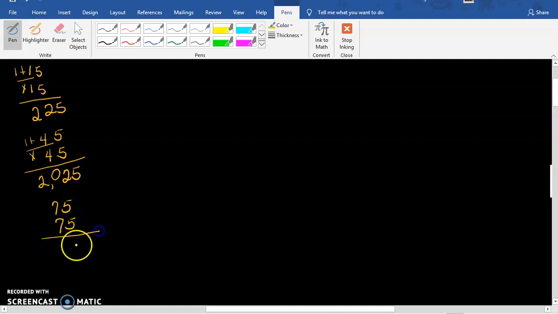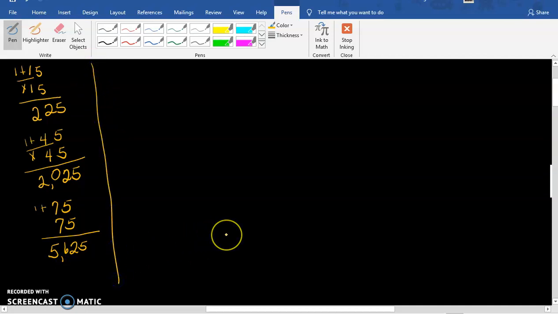Now let's have 75 times 75. The last two digits would be 25. Add 1 to either of the 7s. So 1 plus 7 is 8 times 7 is 56. So 75 times 75 is 5,625.